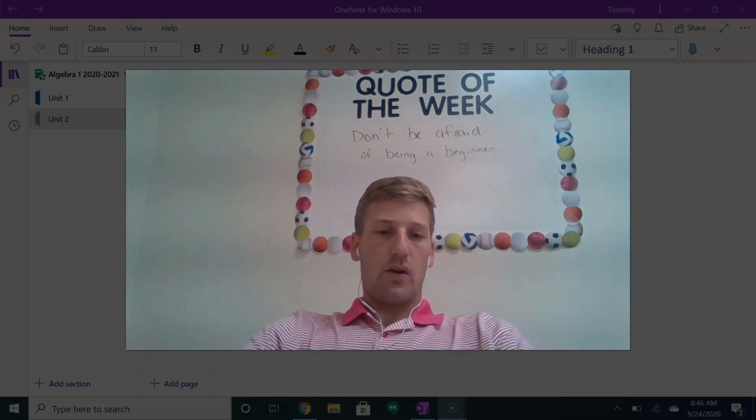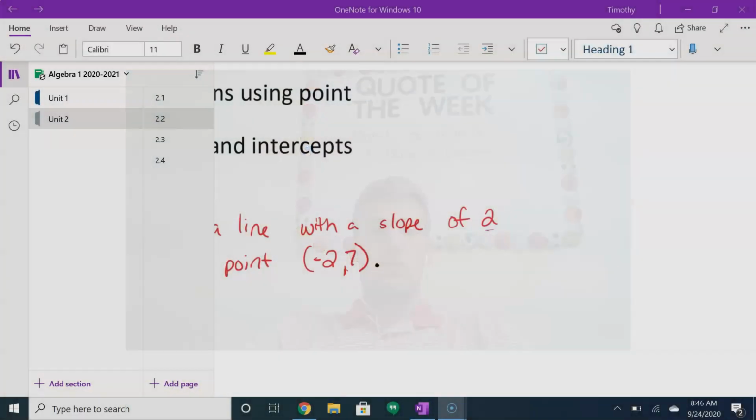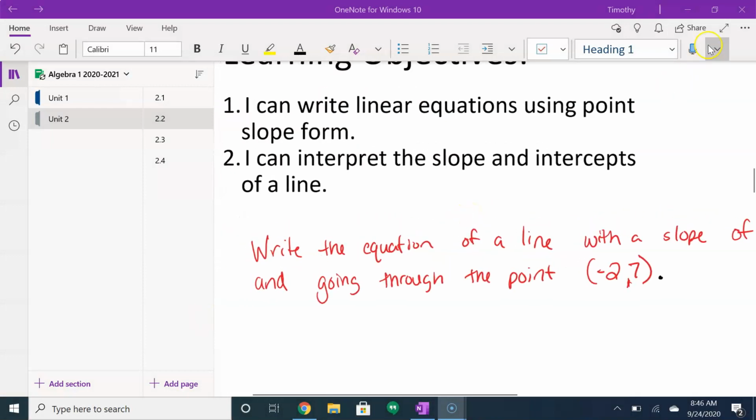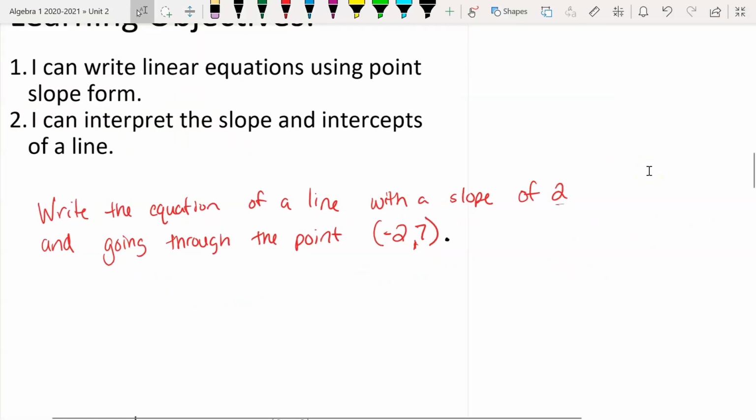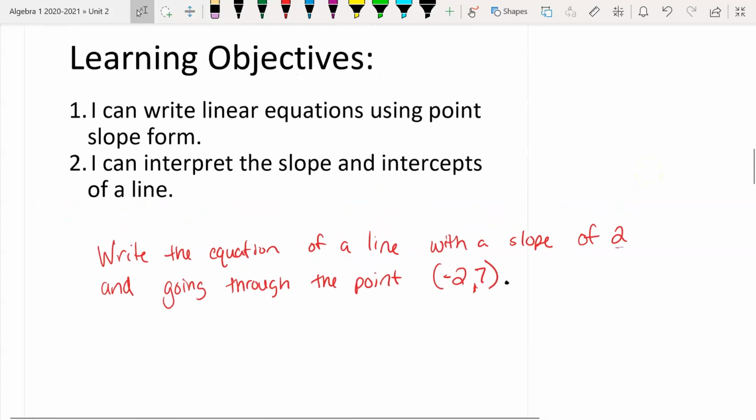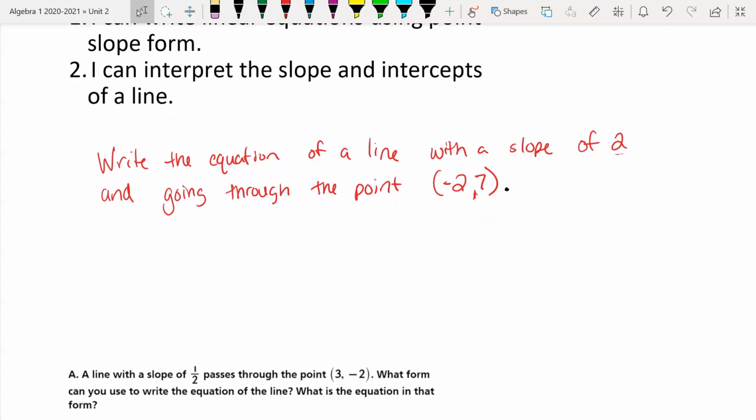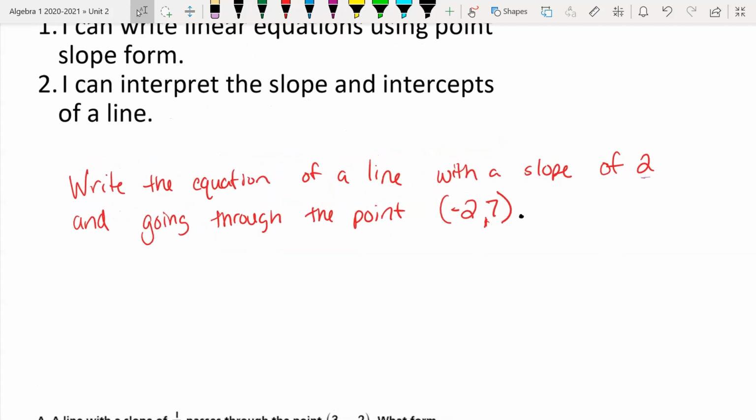All right. So now we're going to do 2.2 point slope form. So the objectives for today, we're going to write linear equations using point slope form, and we're going to interpret the slopes and intercepts of a line. So the last lesson says write the equation of a line with a slope of 2 and going through the point (2, 7). We learned how to do this because we did slope intercept form. So I want you to pause the video right now and go ahead and try and write this equation in slope intercept form. All right, so you're going to have to find the y-intercept, don't forget, and then rewrite the equation.